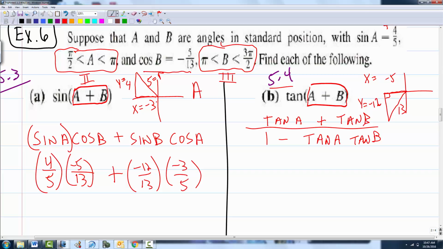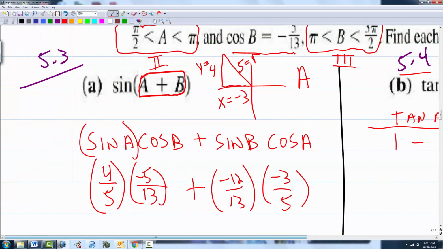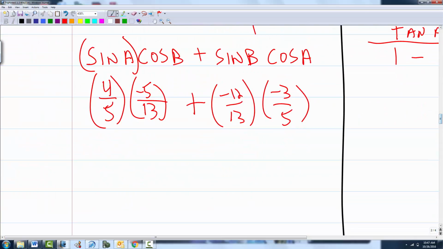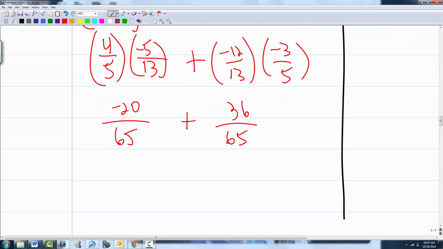Cosine of A is negative 3/5. Okay, then we'll finish this one off. We'll go to the other one. 4 times negative 5. I'm not going to bore you with the mental math. Okay, I will. 5 times 10 is 50. 5 times 3 is 15. 50 plus 15, 65. That's certainly allowed to be on a no calculator test. Give me a break. 3 times 12 is 36. They're both negative over 65. And then this becomes 16 over 65.